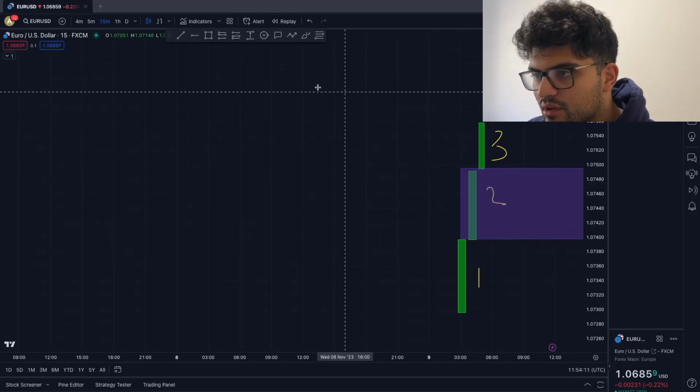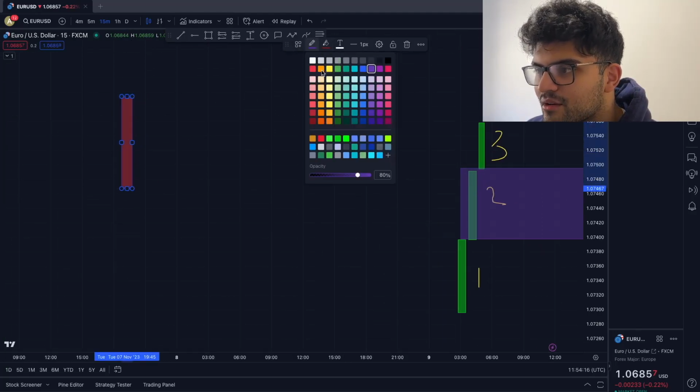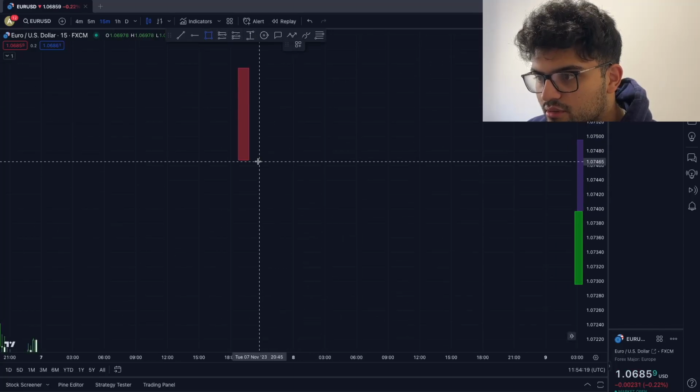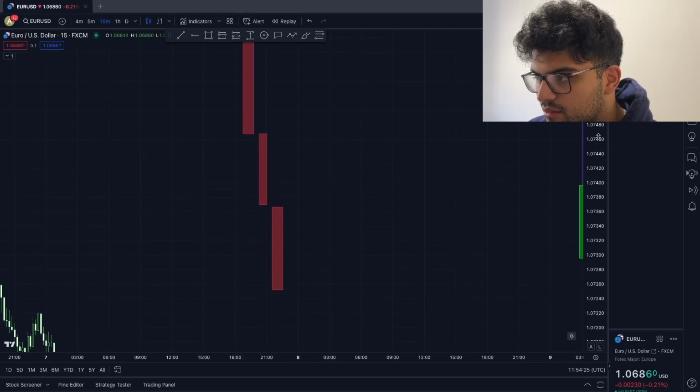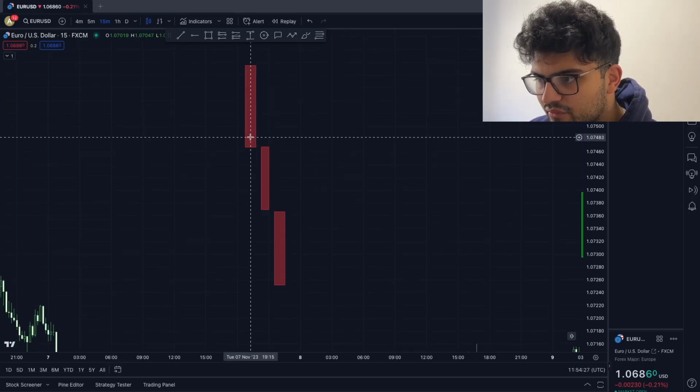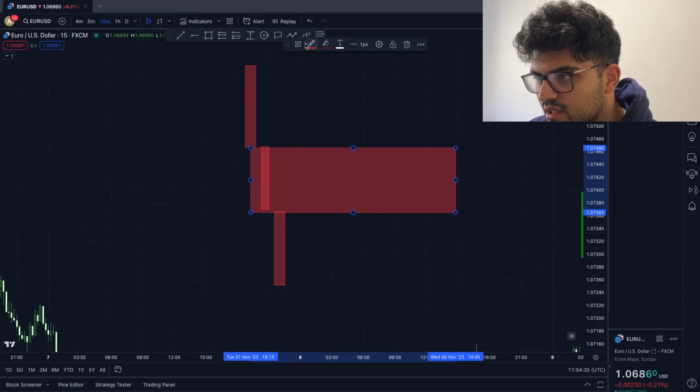Now, in a bearish scenario, all we're going to be doing is changing the chart colors. No, I'm joking. In a bearish scenario, this is how it will look. Something like this: a 3-candle pattern. First candle, second candle, third candle. And between the first and third, there is a gap. The low of this and the high of this. So our fair value gap will be drawn just like that.